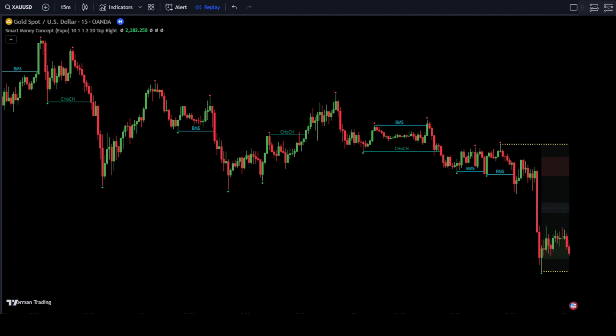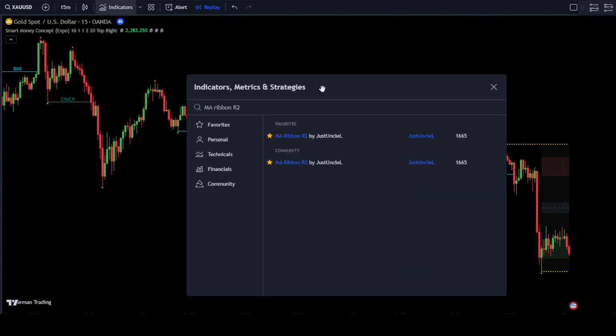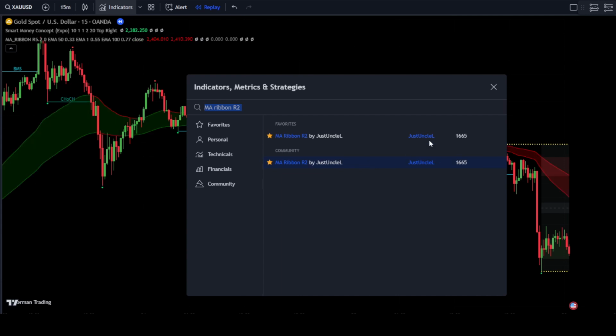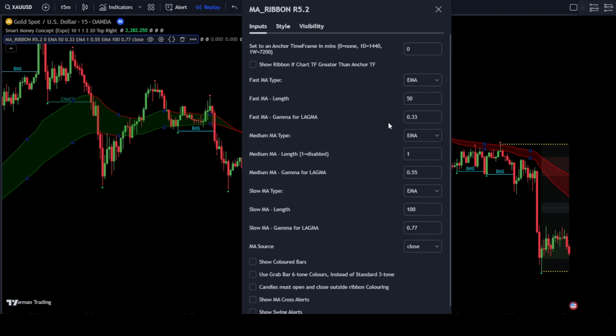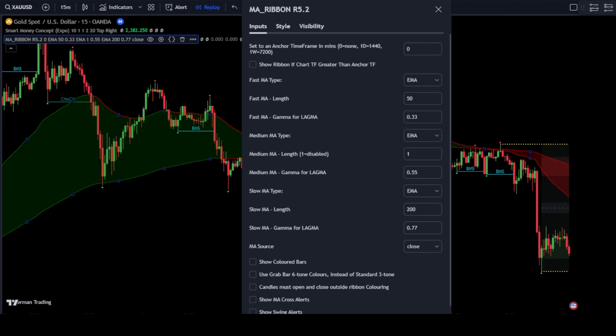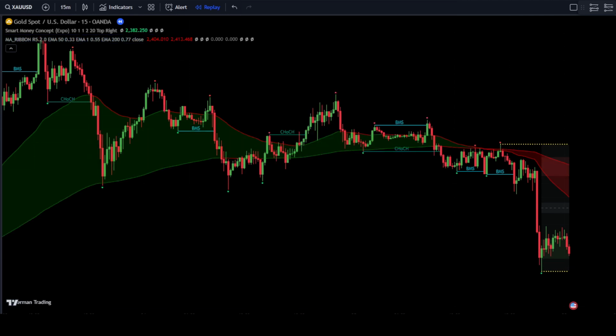Now, let's add the second indicator that will serve as the main trend guide in the market. Go to the Indicator Search tab and type MA ribbon R2. Then select MA ribbon R2 by Justin Clell. Next, adjust the settings for the MA ribbon R2 indicator. In the Input tab, change the number for slow EMA to 200. Once done, click OK to confirm the changes.